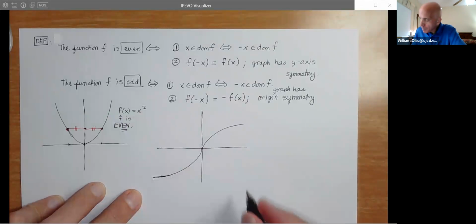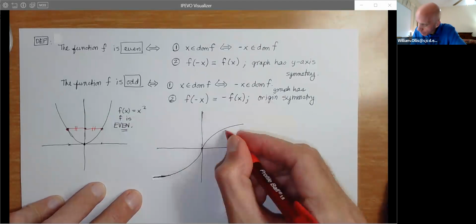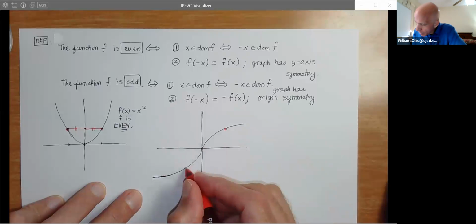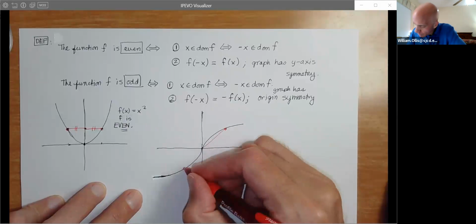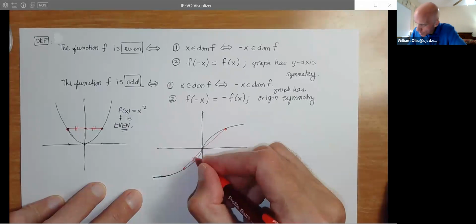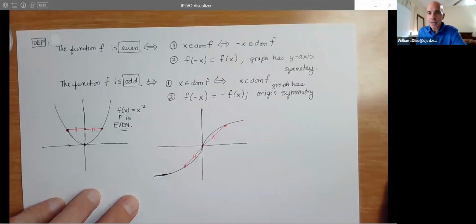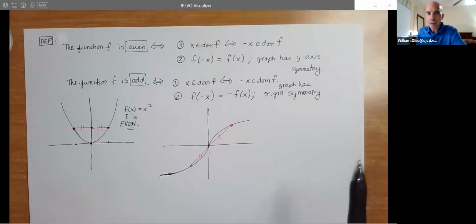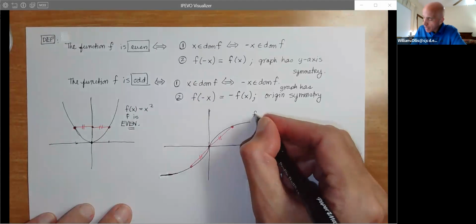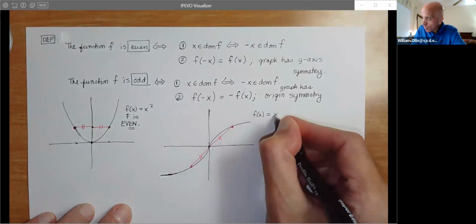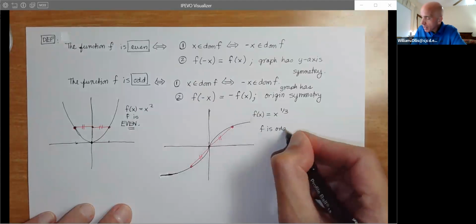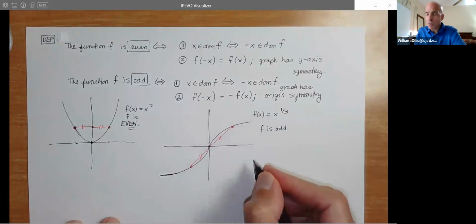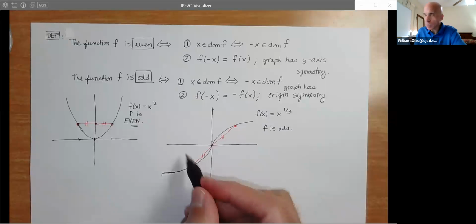So now what we're thinking of in this case, if we have a point here, we have a point on the other side of the origin, equidistant. So if we think of drawing a line through the origin, this distance and this distance would be the same. So we would say f of x equals x to the 1/3. F is odd. Now, again, this is not a proof, but we expect the origin symmetry to look like this.